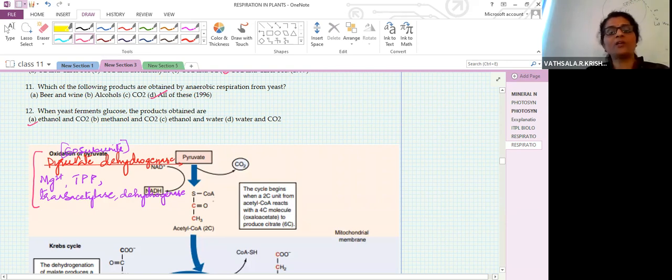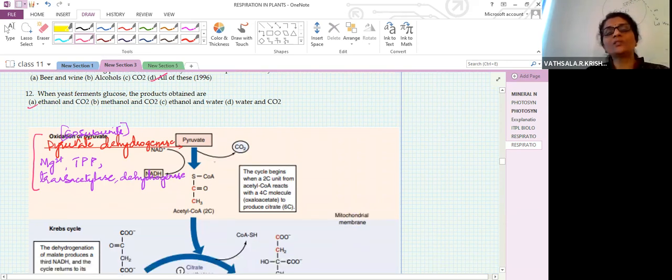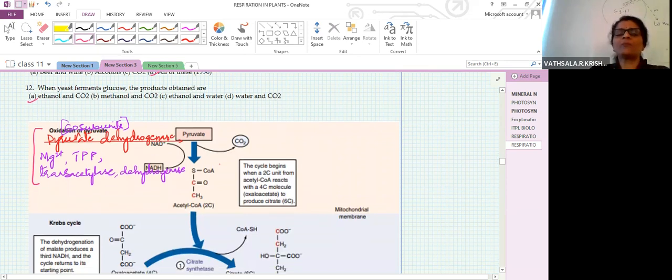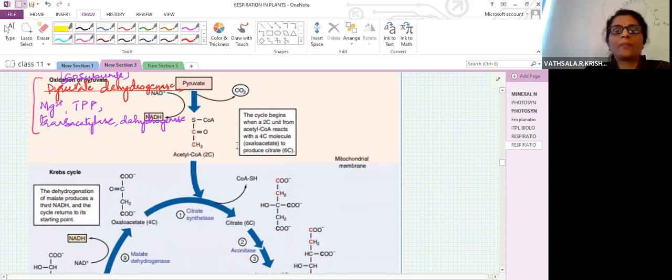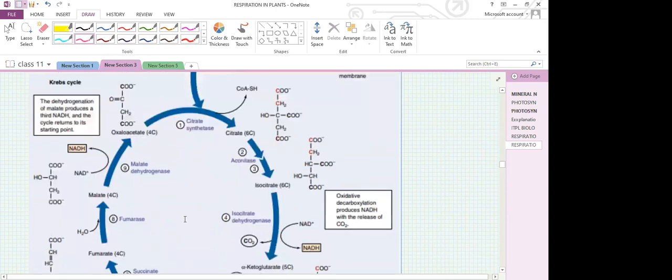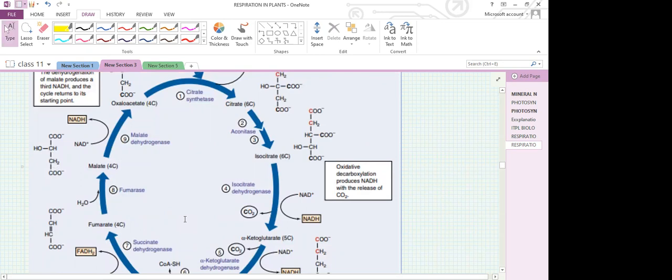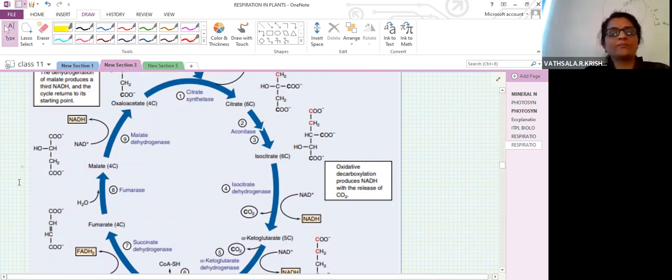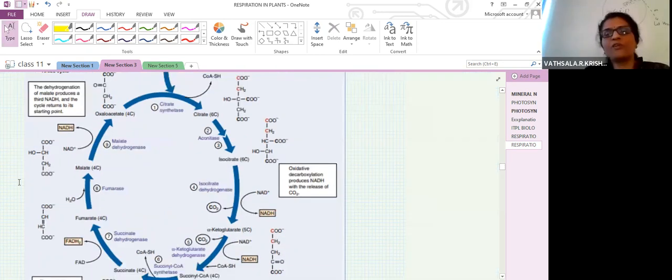So by this pyruvate dehydrogenase, pyruvate loses carbon dioxide. Keep counting the number of carbon dioxide molecules lost in every step. It is converted to acetyl coenzyme A. We had done this also. Do you remember? Yes, ma'am. Do you remember we completed this also? Let's do it fast. This one. Let me enlarge the picture.